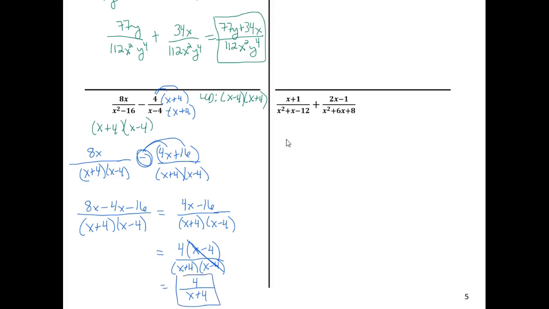Those 4's do not divide out because it is not a common factor down here. If I can't take it out of the x, it's not a factor. I have to be able to pull it out of everything, which I can't. So do not try to divide those out. This is as far as we can go.